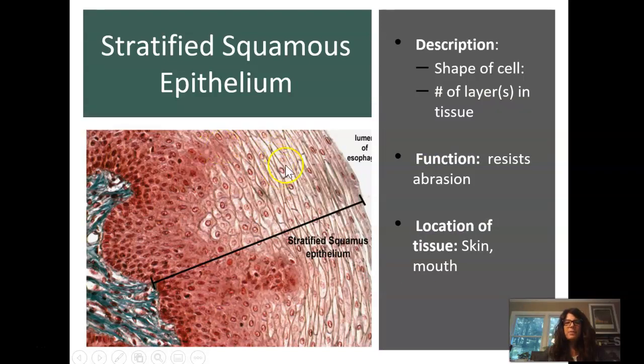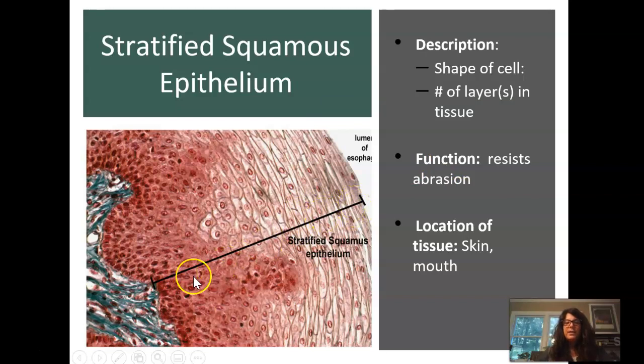Next is stratified squamous. Here you can see there's more than one layer of cells. Here's a layer of cells, here's a layer of cells, so there's 2 layers. But the top layer is that flat scale-like cell again. So we got stratified squamous epithelium. So shape of cell, squamous, number of layers, stratified. Its job is to resist abrasions or scratches, so it protects, okay?